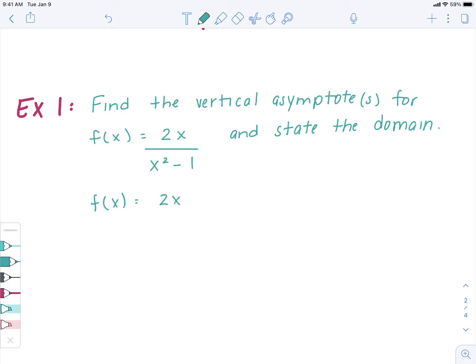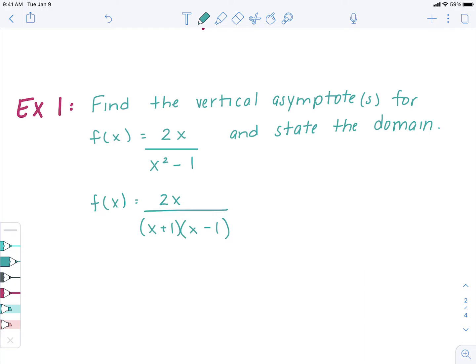2x, there's nothing for me to factor. But x squared minus 1, I can make x, and then I just take the square root of 1, which is still 1, and one of them is positive and one of them is negative.